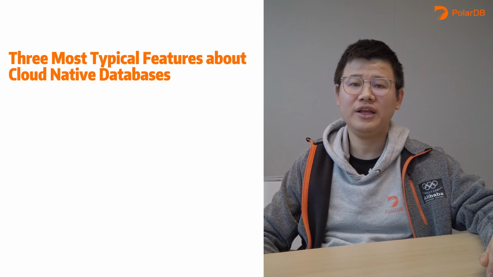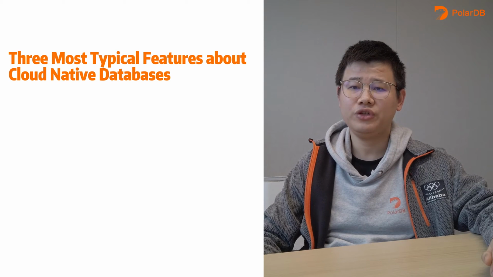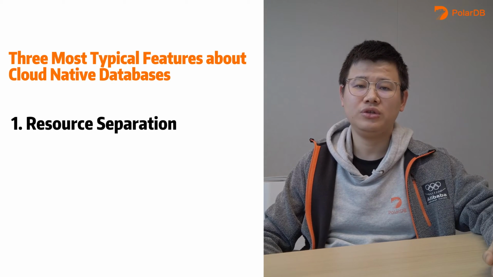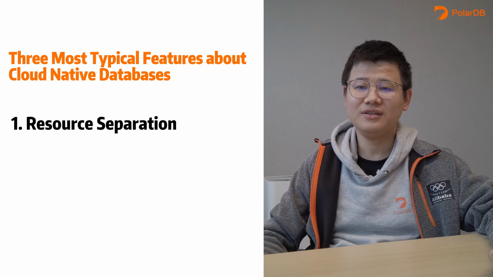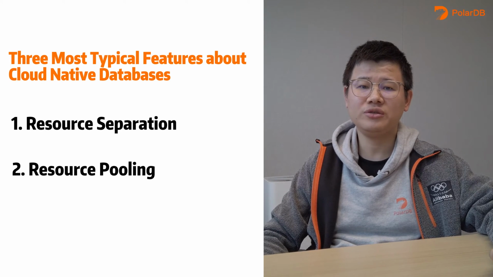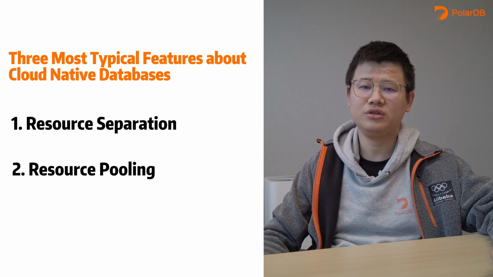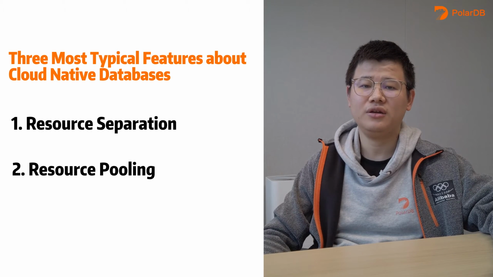In terms of cloud-native database architecture, I think there are three most typical features. First, resource separation. A typical feature is storage-compute separation. We can see there are many popular commercial databases that adopt this architecture. Second, resource pooling. Generally speaking, it is the distributed storage. The storage resource has a limitless pool that could be retrieved by the app layer.